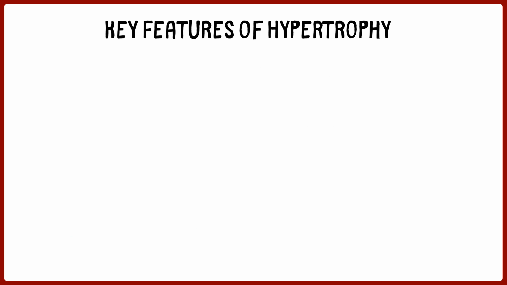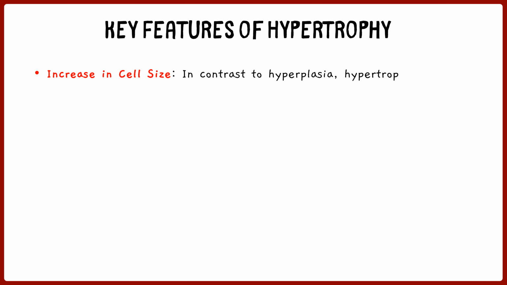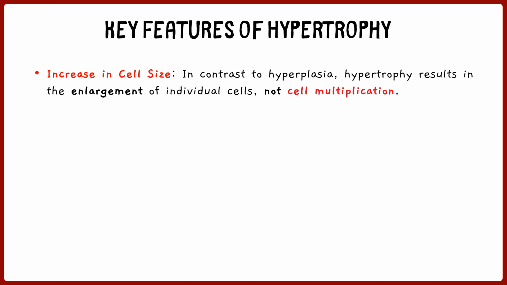Now we can cover the key features of hypertrophy. We already mentioned them, so this is just a summary. Number one, it is an increase in the size of the cell. A lot of people confuse hypertrophy and hyperplasia, which is why I keep emphasizing that here it is an increase in size and not number. In contrast to hyperplasia, hypertrophy results in the enlargement of the individual cells and not cell multiplication, which happens in hyperplasia.